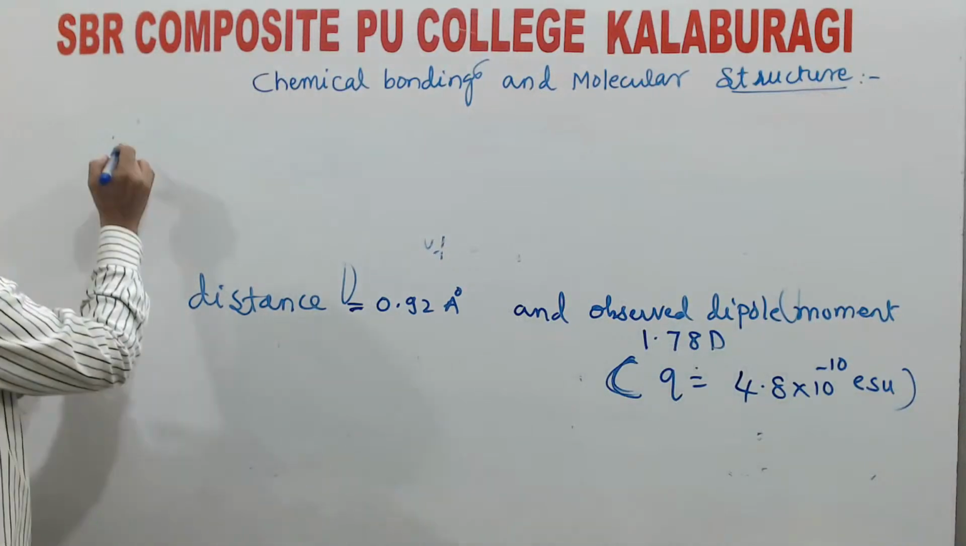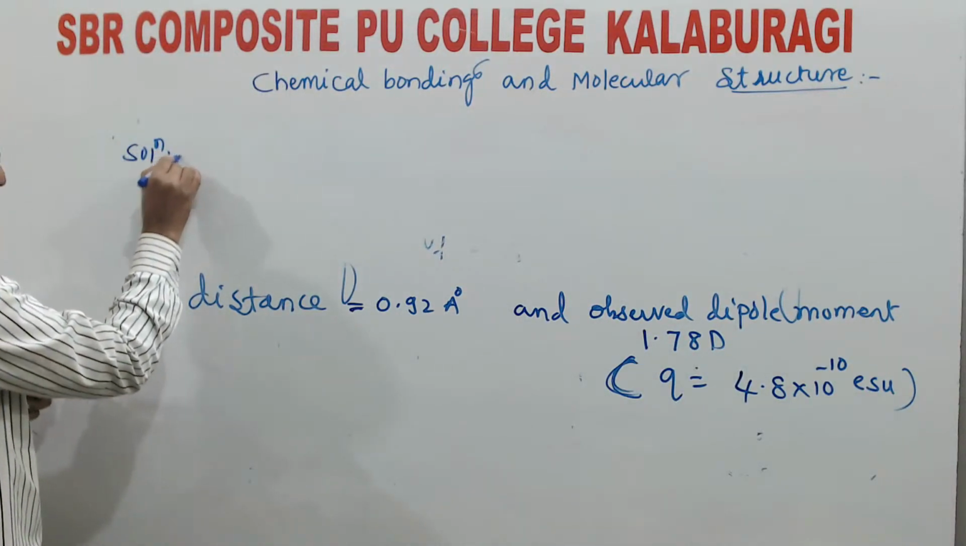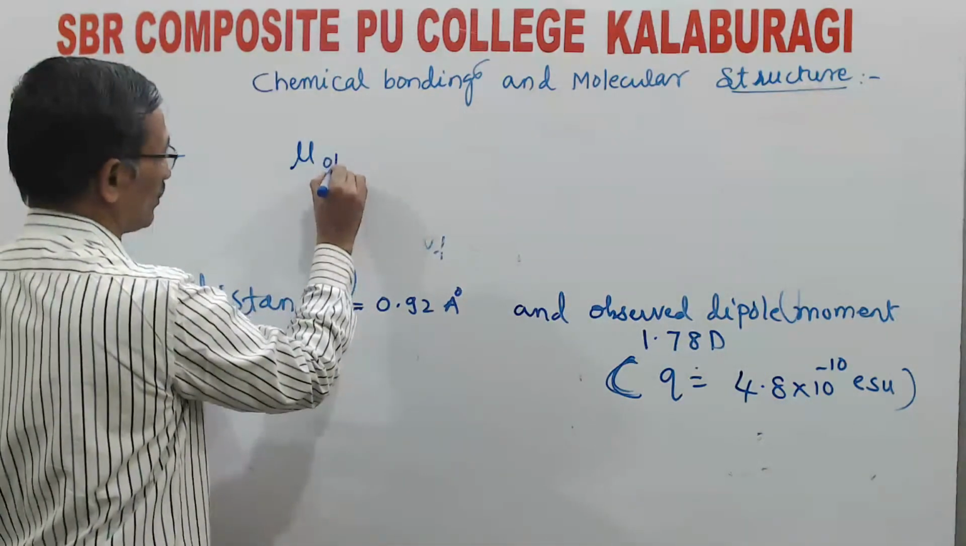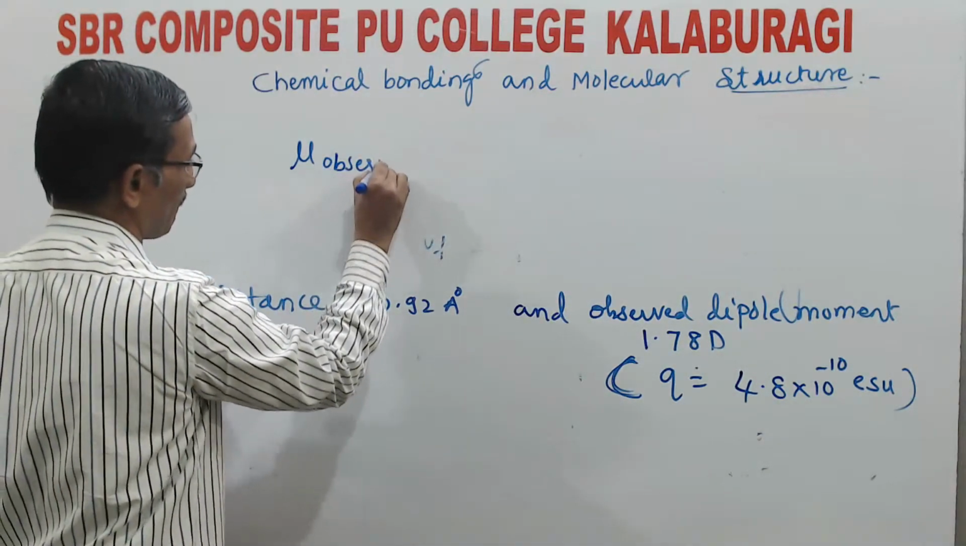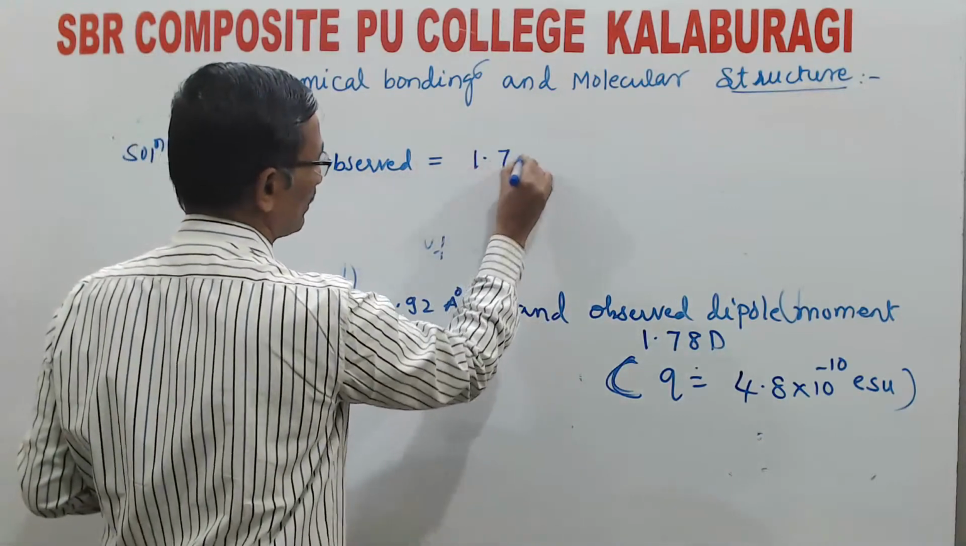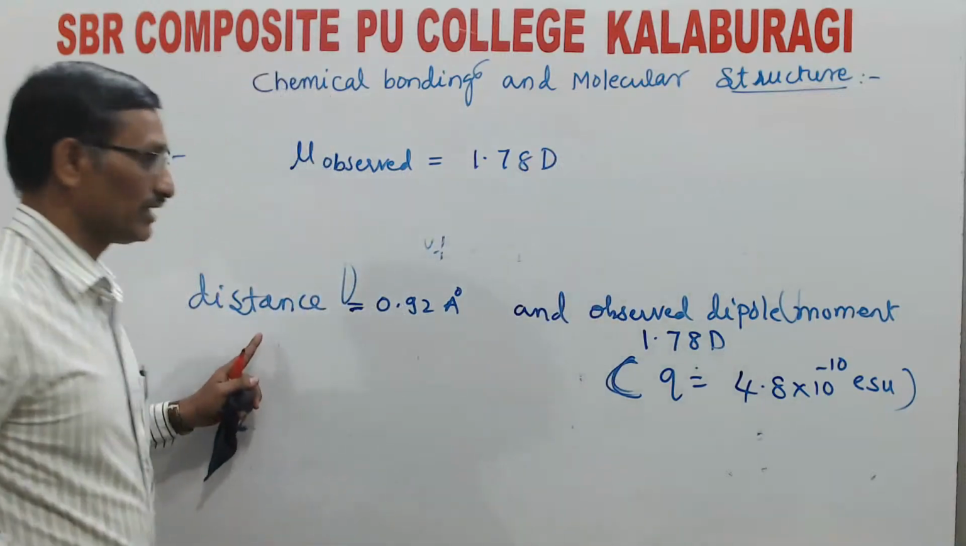This is asked in a competitive exam. The solution for this given problem: what is the observed dipole moment? Dipole moment, how much is it? 1.78 D.